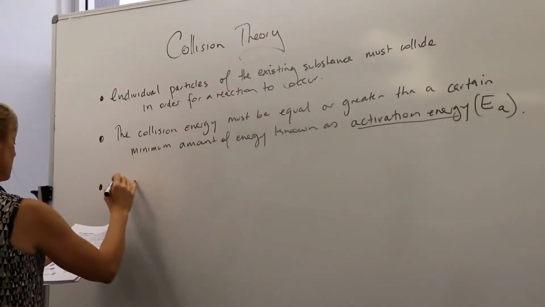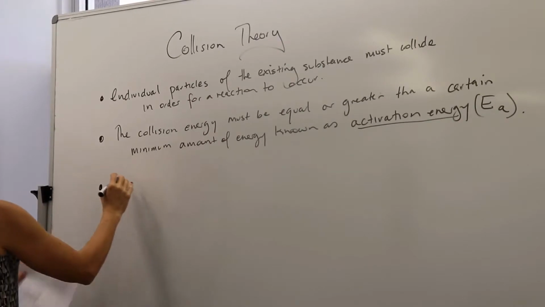So 2 factors so far. They have to collide, and they have to collide with enough energy. They can actually just bounce off each other. So just because a collision has happened doesn't mean they're going to react. It means that they could just bounce off and stay as reactants. They have to collide with a lot of force in order for a reaction to occur. And the last point, the reacting particles must collide with a suitable orientation.